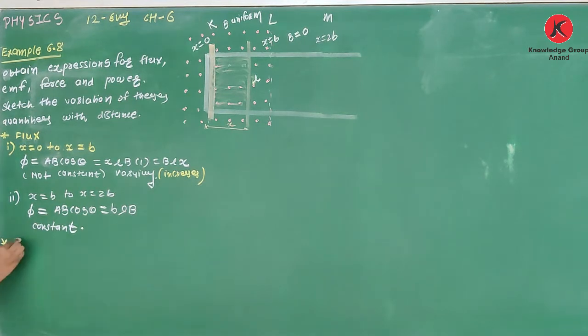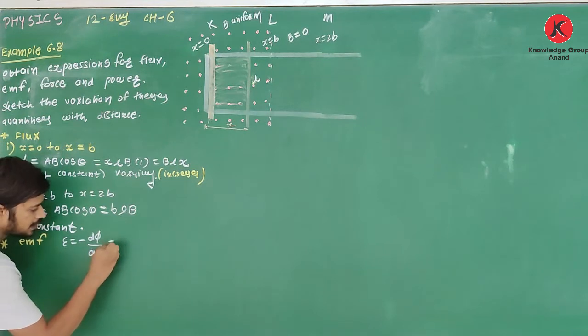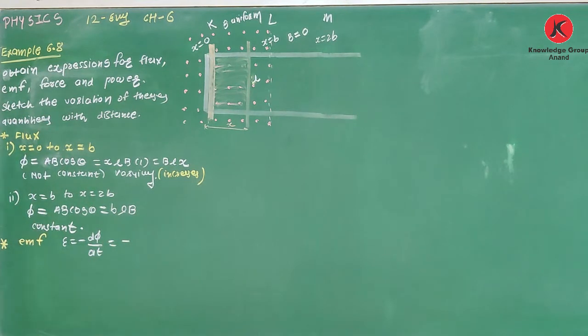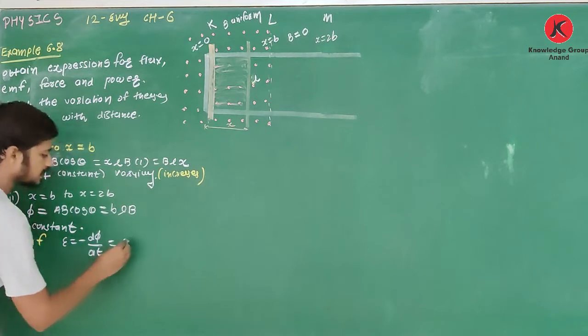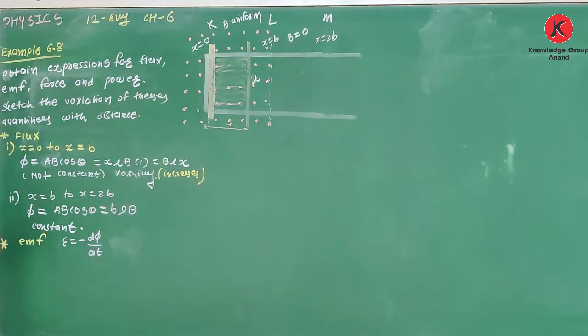Sorry, not EMI, EMF, electromotive force. According to Faraday's law, electromotive force E is equal to minus d phi upon dt. Now for the first region, x equal to 0 to x equal to b.